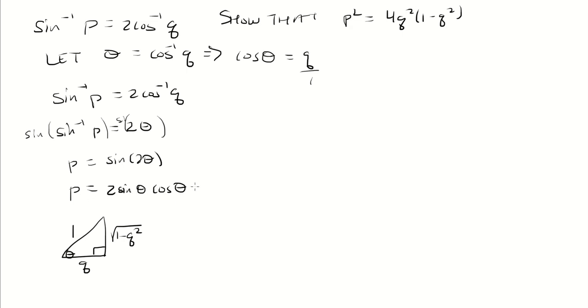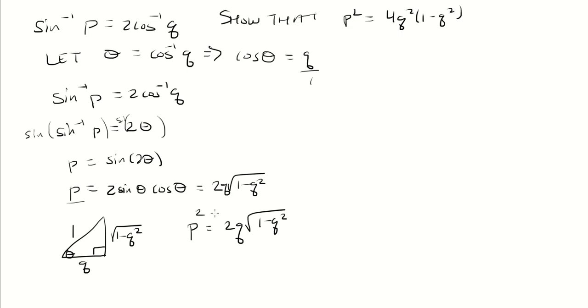Now we go down here. Sine theta is opposite over hypotenuse, that is the square root of 1 minus Q squared. Cosine theta is adjacent over hypotenuse, so that's Q. So I'll just put it over here. So what we have is P is equal to 2Q times the square root of 1 minus Q squared.